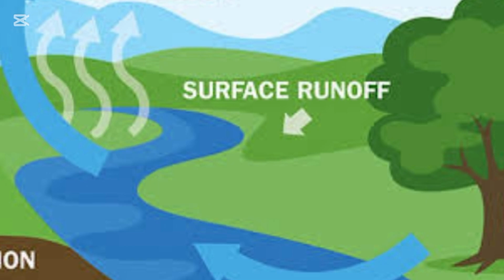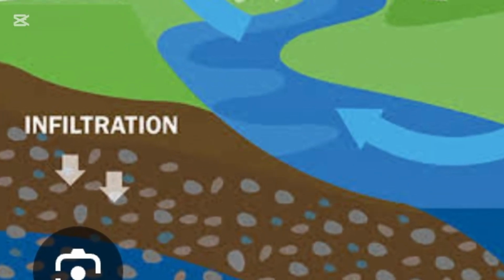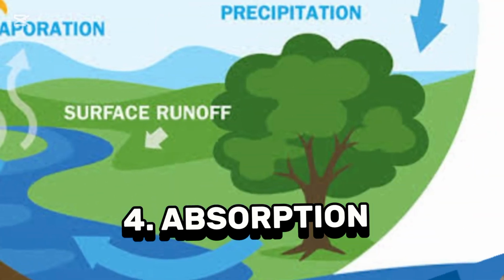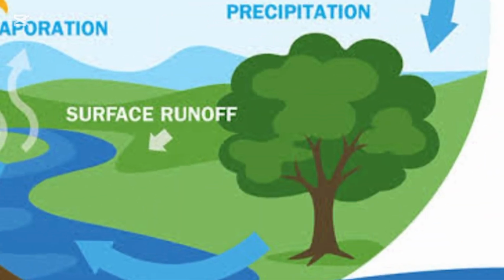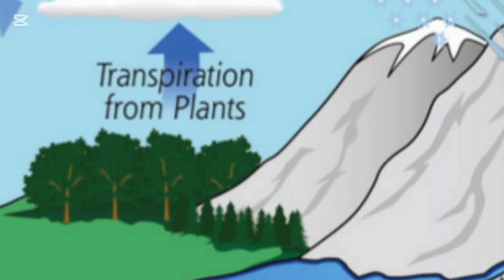Then some of the water percolates. It's absorbed and drains downwards, and some of the water that is absorbed by the soil is utilized by plants as they absorb it and use it to carry out photosynthesis. Then also some of the water that is absorbed by the plants is lost back to the atmosphere through a process known as transpiration. So transpiration returns water in form of vapor back to the atmosphere.